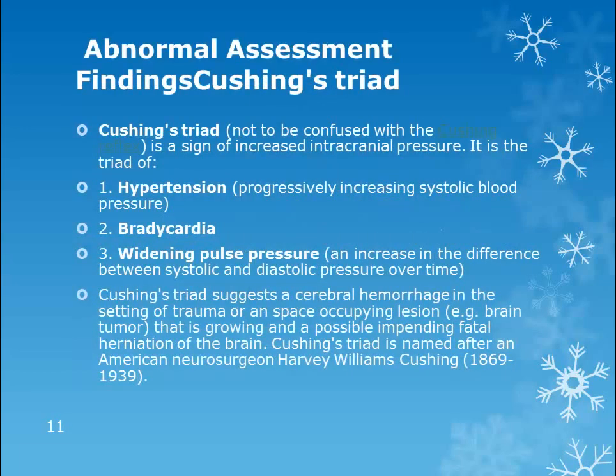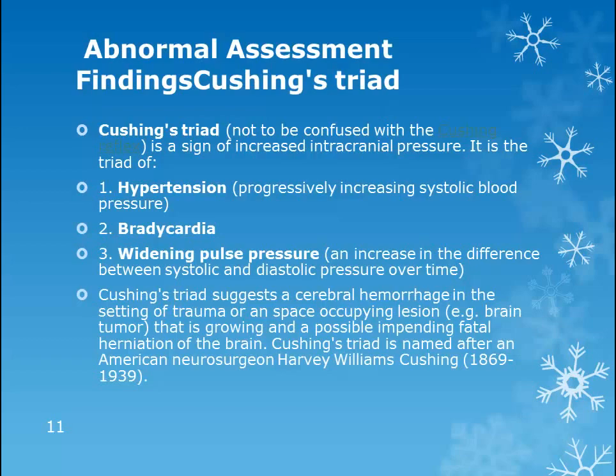Cushing's triad, not to be confused with Cushing reflex, is a sign of increased intracranial pressure. It is the triad of hypertension, bradycardia, and widening pulse pressure, an increase in the difference between systolic and diastolic pressure over a period of time. Cushing's triad suggests a cerebral hemorrhage in the setting of a trauma or a space-occupying lesion that is growing and is possibly impending fatal herniation of the brain. Cushing's triad is named after an American neurosurgeon, Harvey Williams Cushing.